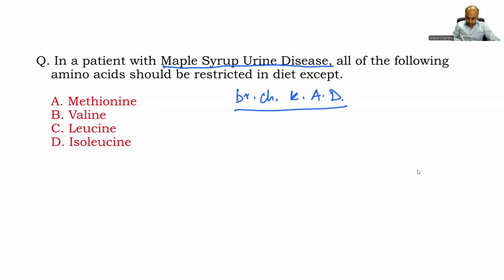The branched chain amino acids are the valine, leucine, isoleucine, meaning these three should be restricted in a diet. Your answer becomes methionine. Methionine is the answer here. It does not need to be restricted in patients of maple syrup urine disease where there is accumulation of the branched chain amino acids.